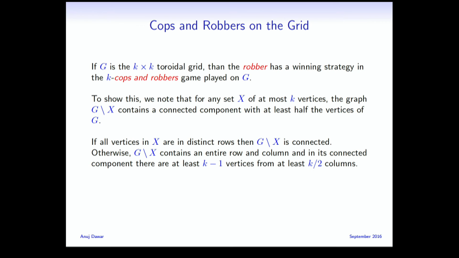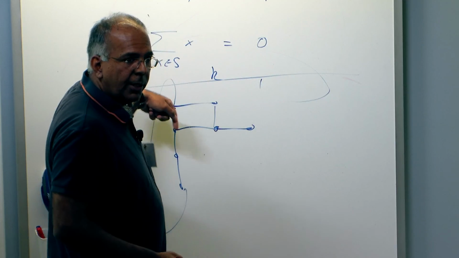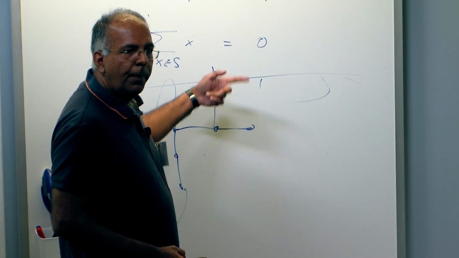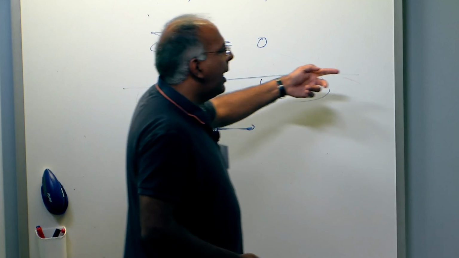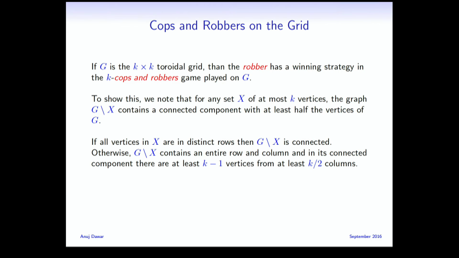So if they're not in distinct rows, then there is at least one row which contains none. So it's connected to every column, right? And it contains, in at least half the columns, k minus 1 vertices in its connected component. Because to disconnect a whole column, you need 2. So you can disconnect at most half the columns from it. Okay? And that's it. So if you remove k vertices, there's always a connected component with at least half the vertices. And now the robber's strategy is simply described: stay in the big component.